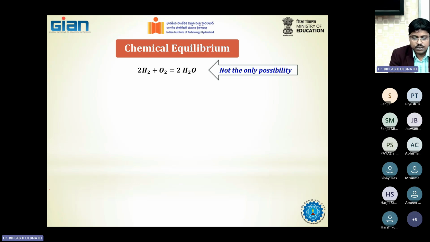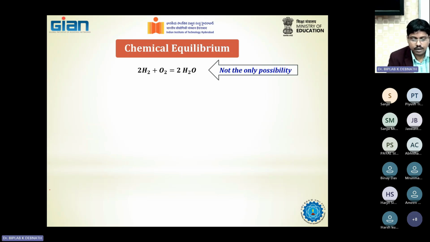Now, this is only a general form of a chemical reaction. In practice, when you carry out a particular chemical reaction, it is not mandatory that all the hydrogen you supplied will react with oxygen and form H2O. Neither is it mandatory that all the oxygen you supply for a chemical reaction will participate and produce H2O. So this is one scenario.